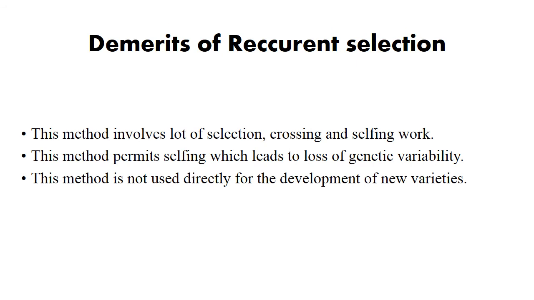Demerits. It involves a lot of selection, crossing and selfing work. This method permits selfing, which leads to loss of genetic variability. The method is not used directly for the development of new varieties.